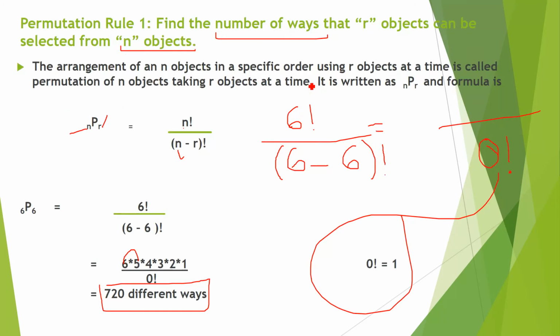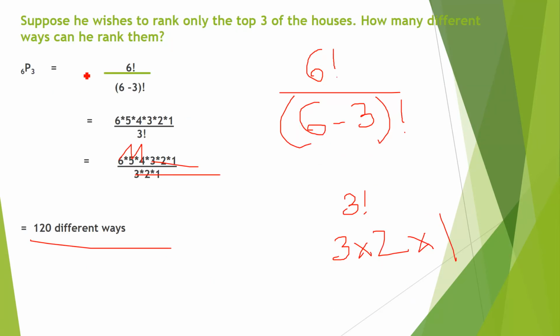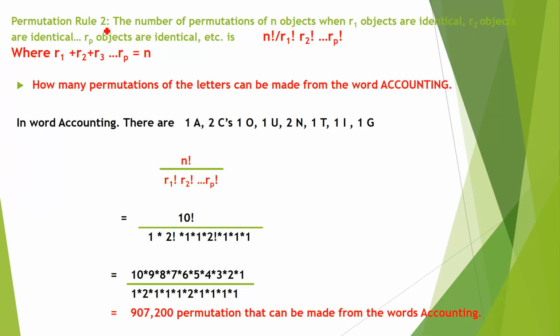This is rule number 1. You have to find out the number of ways that r objects can be selected from n objects. And then rule 2 of permutation is the number of permutations of n objects when r1 objects are identical, r2 objects are identical, and so on.